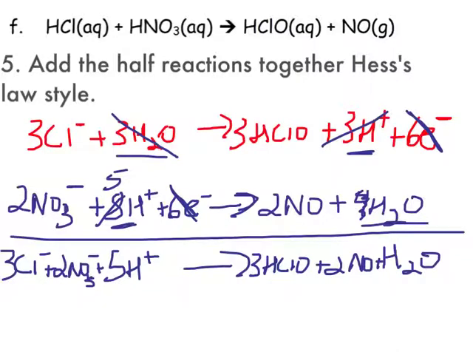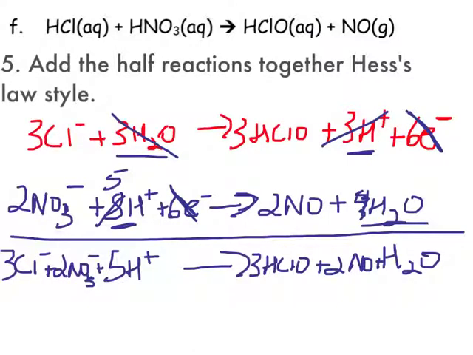And to check, all I have to do is make sure that I have the same number of each element on both sides of the equation. And as you can see, I do. I have 3 chlorines, 2 nitrogens, 6 oxygens, and 5 hydrogens on each side of this equation.